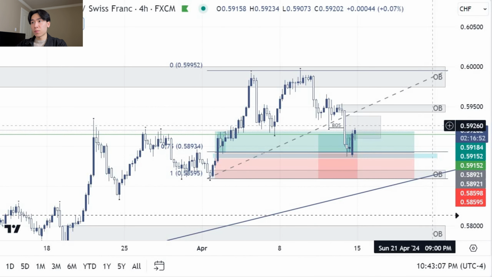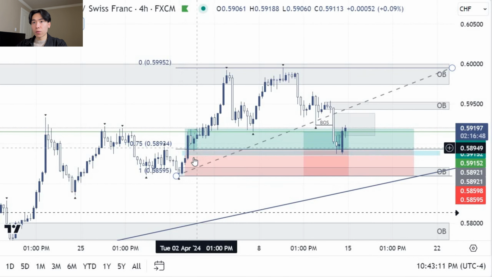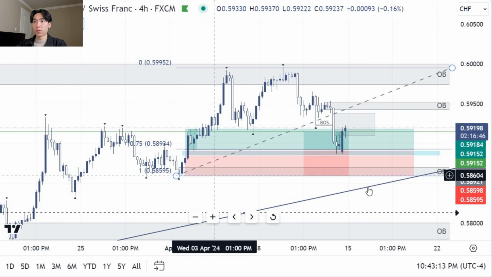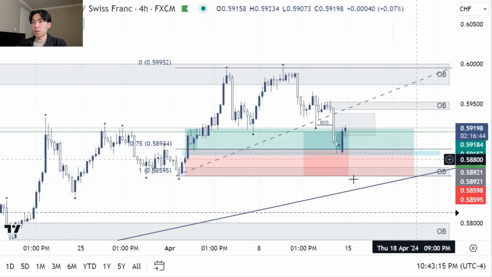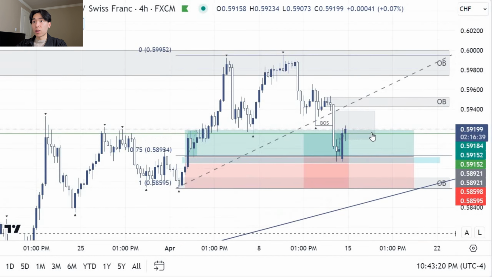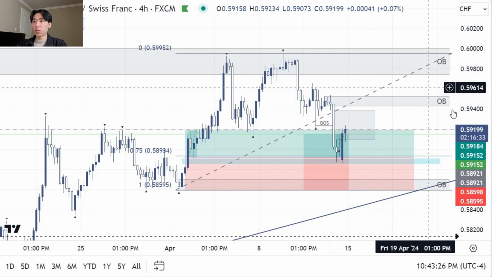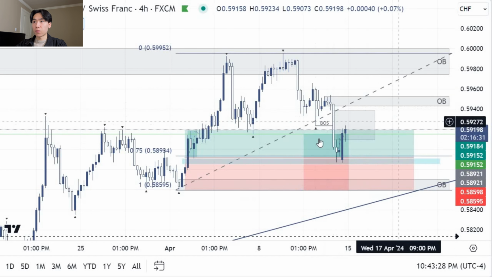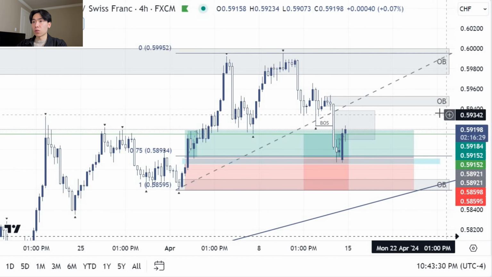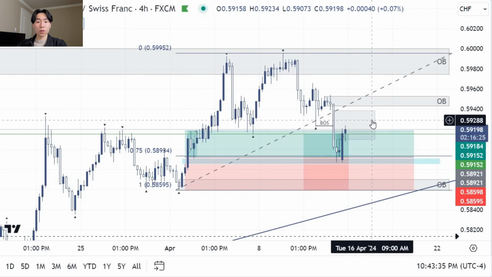So that's the entry. And along with that, there was a fair value gap right over here that I was looking for price to bounce off of. And luckily, price did in fact bounce off this area and continued higher. So the draw on liquidity was the order block over here and the fair value gap over here. I was basically looking for price to bounce off the fair value gap and head towards a draw on liquidity.